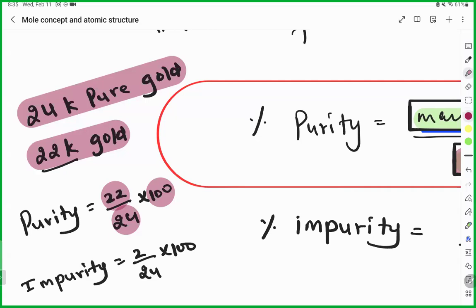It will be 2200 divided by 24. It is 91.6. And if you remember, how many of you have purchased gold in your life?